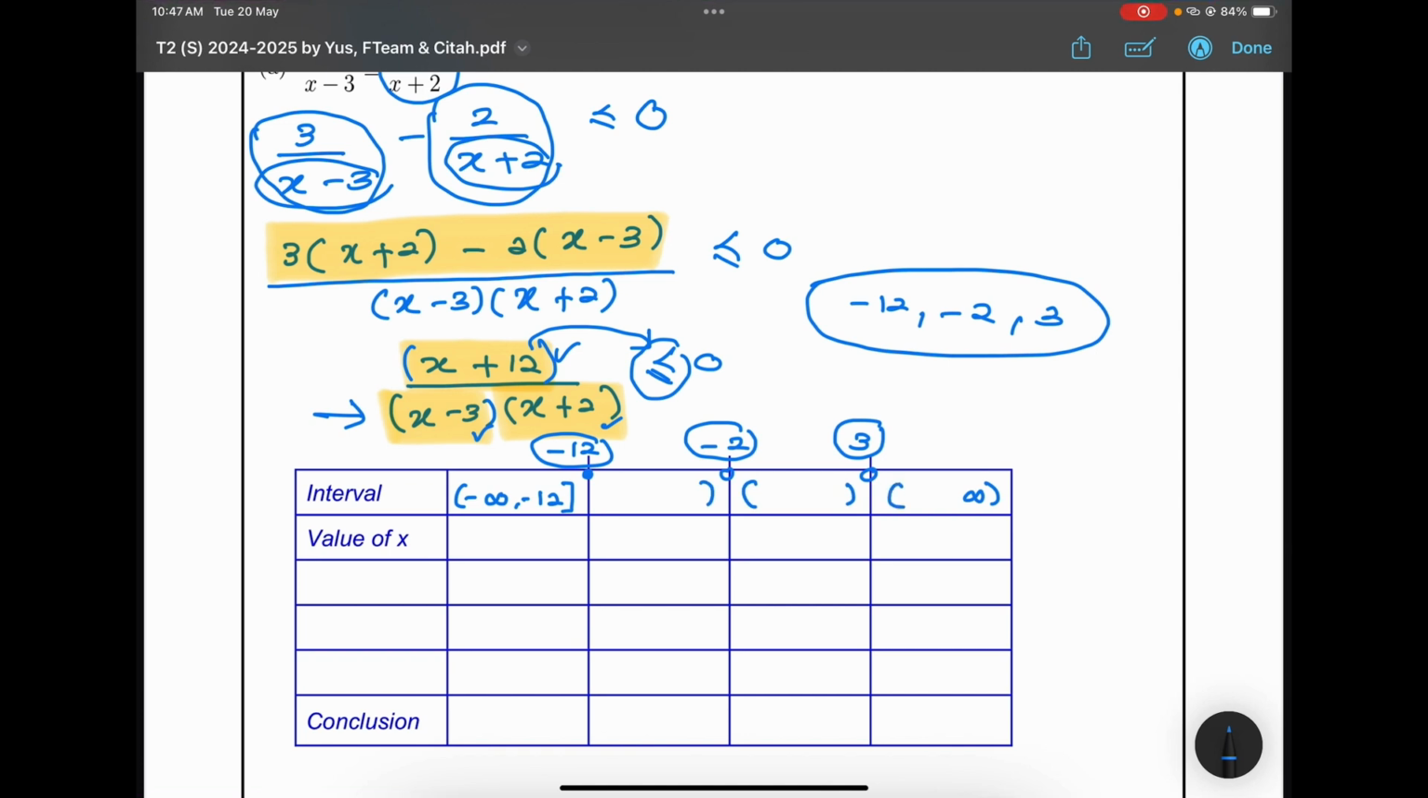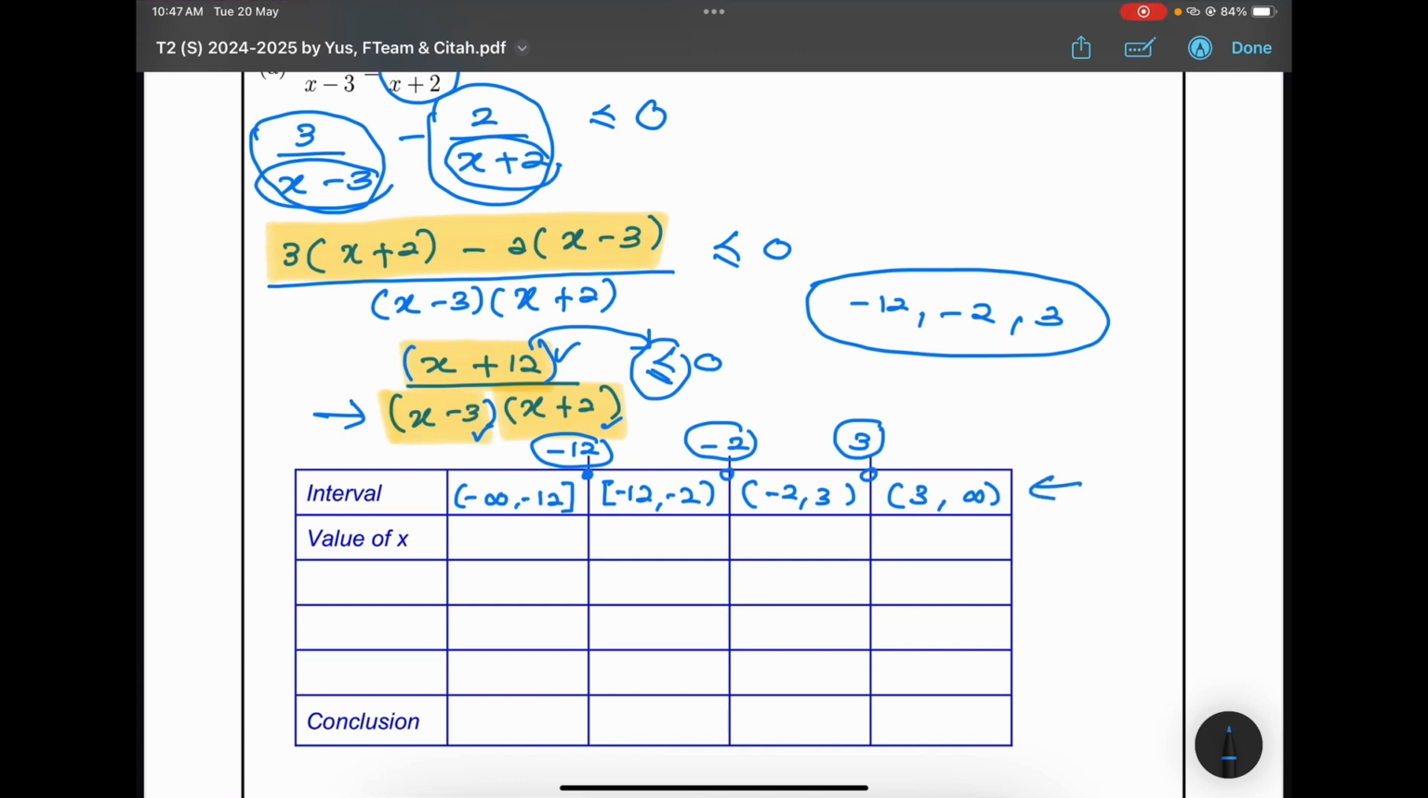Alright, so but for this part, mesti close. Kenapa? Sebab dekat negative 12, we use dense dot, hitam, dot hitam. So, dot hitam bersamaan dengan close bracket. So, kena sambung lah kat sini. Negative 12, negative 2, negative 2, 3 and 3 infinity. So, hopefully jelas how to write down all the interval inside your table of sign.